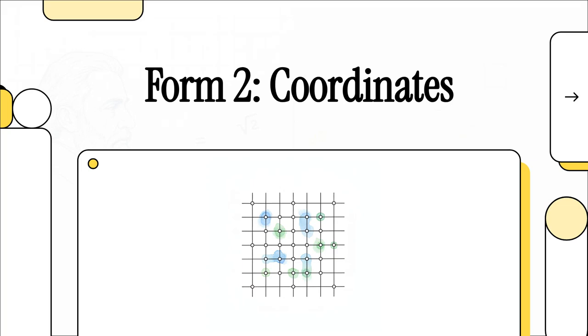Today, we're totally demystifying Form 2 KSM Math, specifically Chapter 7, which is all about coordinates. We're going to break down everything you need to know from calculating basic distances to finding exact midpoints, so you'll be absolutely prepared to tackle this material. Let's get right into it.